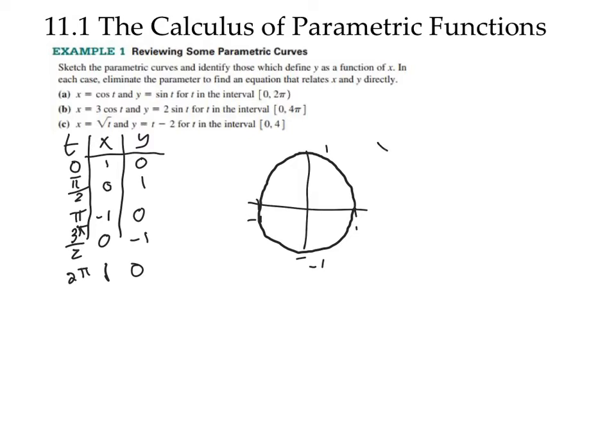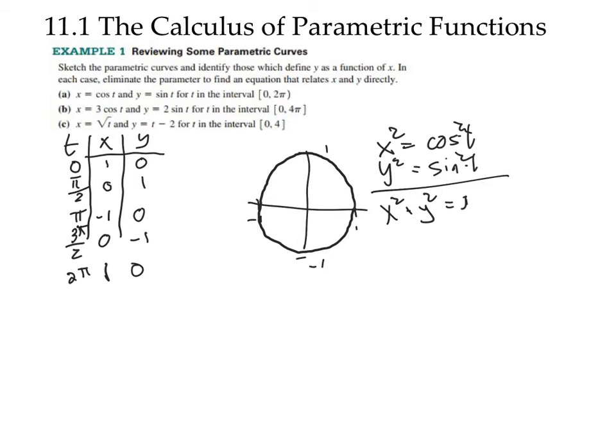We just square. So we get x squared is cosine squared of t. y squared is sine squared t. If we add the two together, you get x squared plus y squared equals 1. A familiar unit circle.